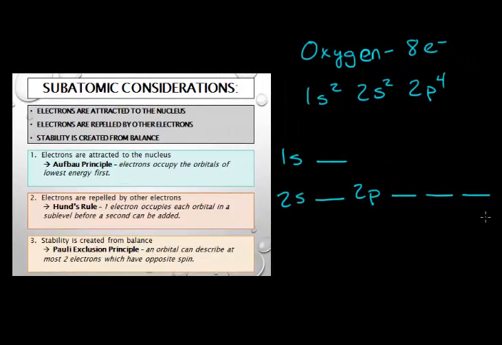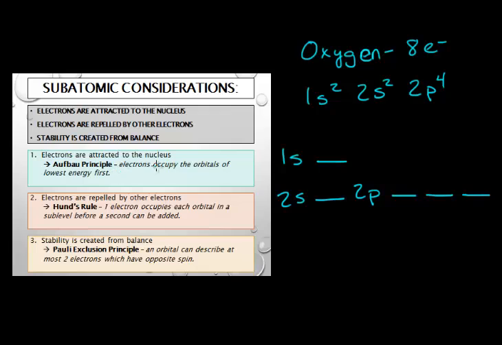So now we're going to see why we fill up those orbitals in the manner in which we do. You can see that we filled up the 1s first, followed by the 2s, and then in the end we put electrons in the 2p. Well, here we have Aufbau's principle, Hund's rule, and the Pauli exclusion principle.